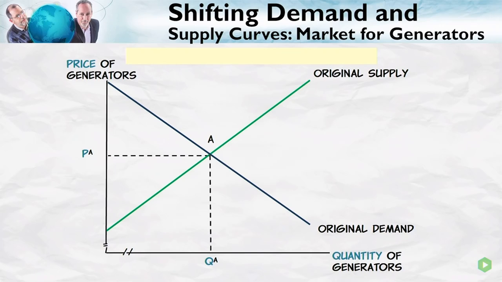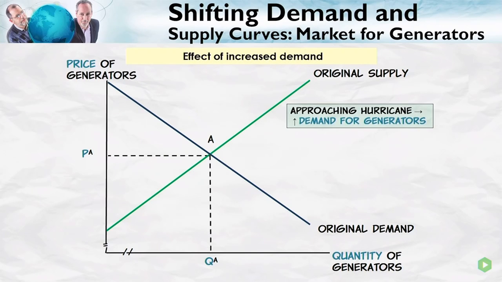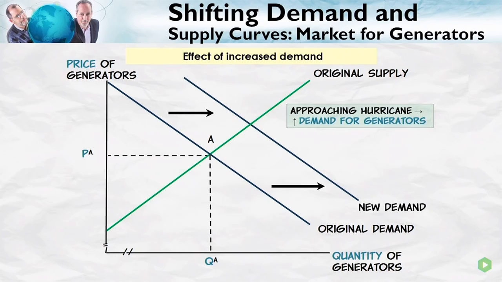Now let's look at the market for portable generators. Let's suppose that a hurricane is approaching. What will the approaching hurricane do to the demand for generators? Well, it will increase the demand, shifting the demand curve up and to the right. What does the model predict? The model predicts an increased price of generators and a greater quantity exchanged. Also, pretty good prediction.